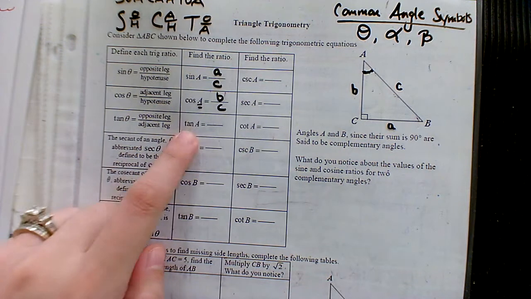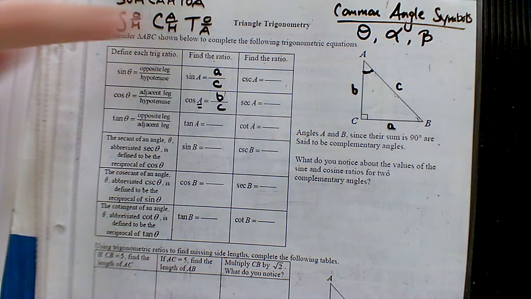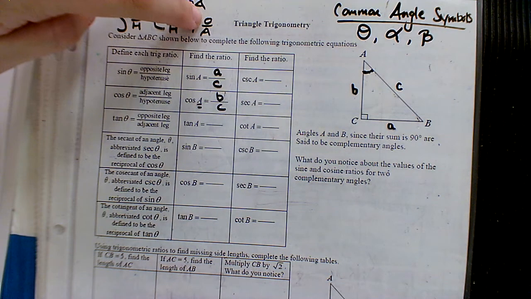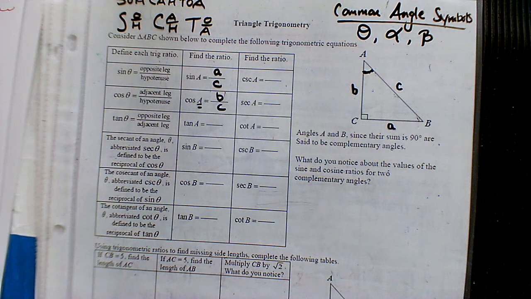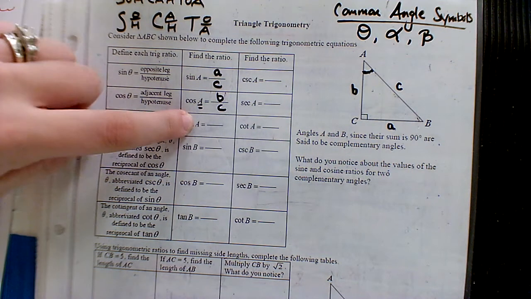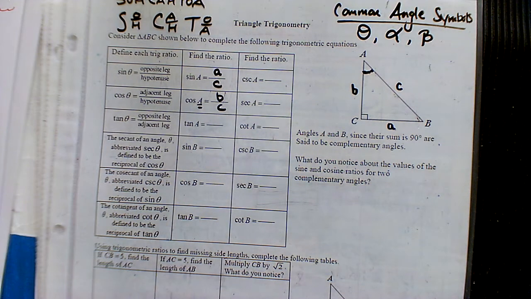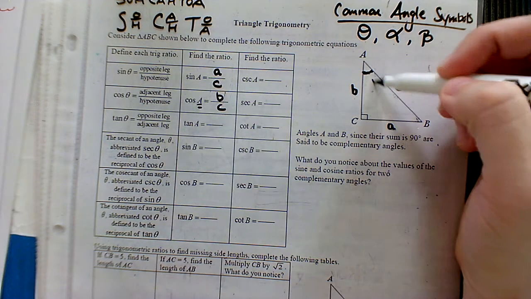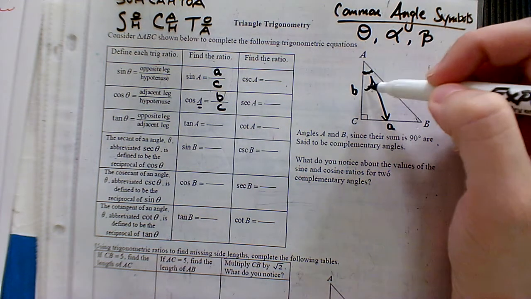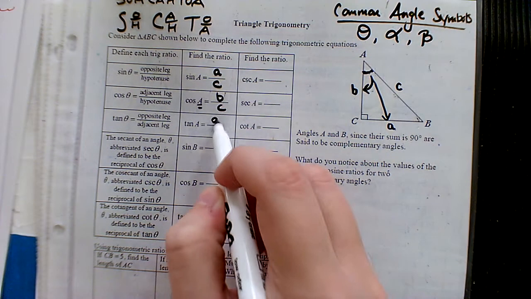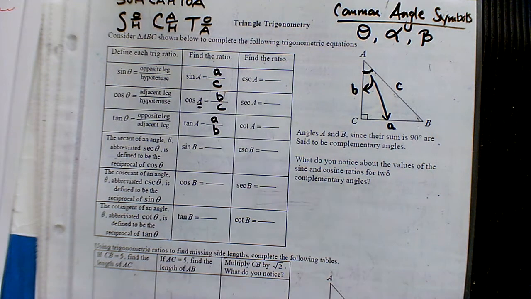All right, let's try tangent of A. So SOHCAHTOA, tangent, we need the opposite side over the adjacent. Again, we're standing at angle A. Can we label the ratio? Yeah. A over B. Opposite A, adjacent B. Good. Okay, so those are the three trig ratios if we were standing at angle A.